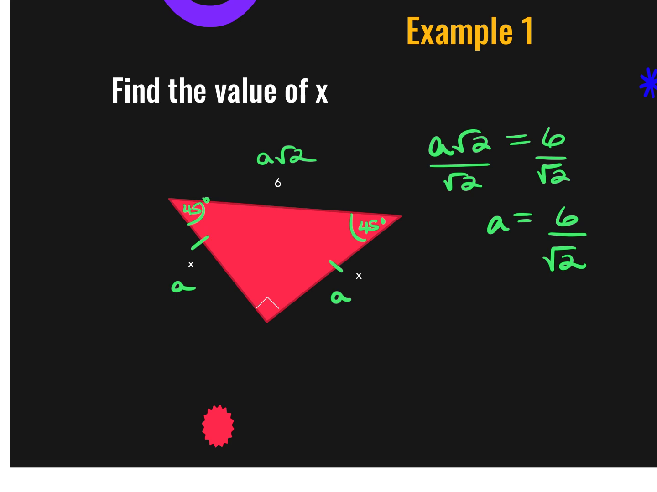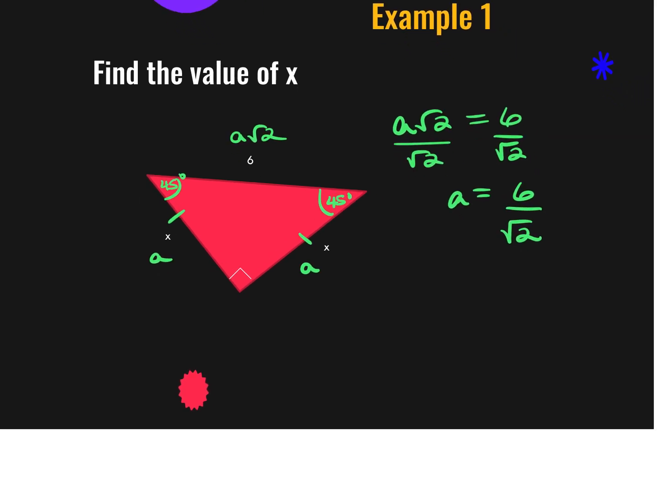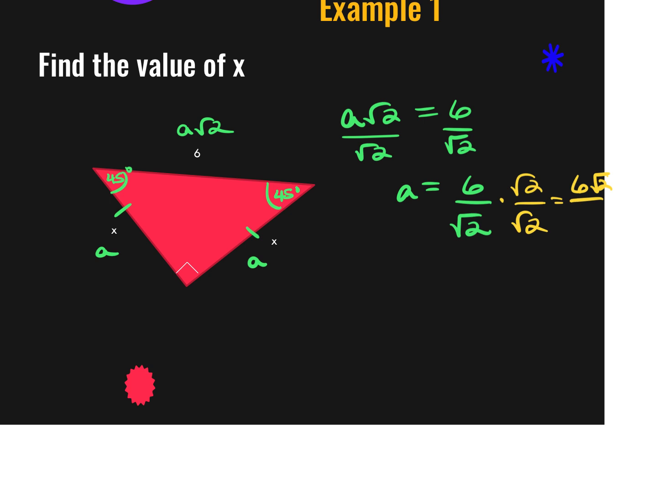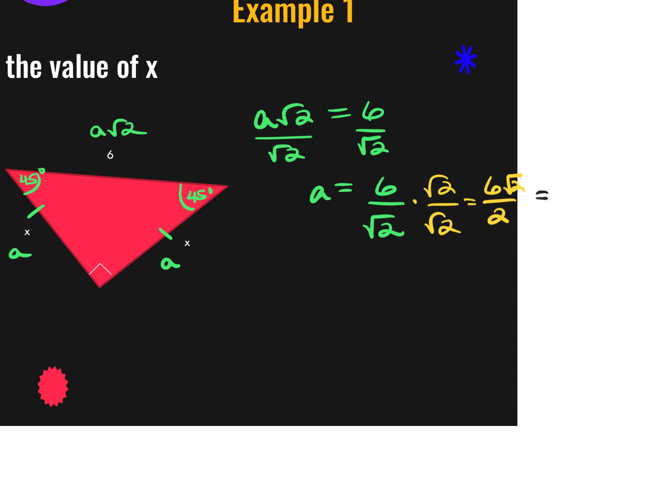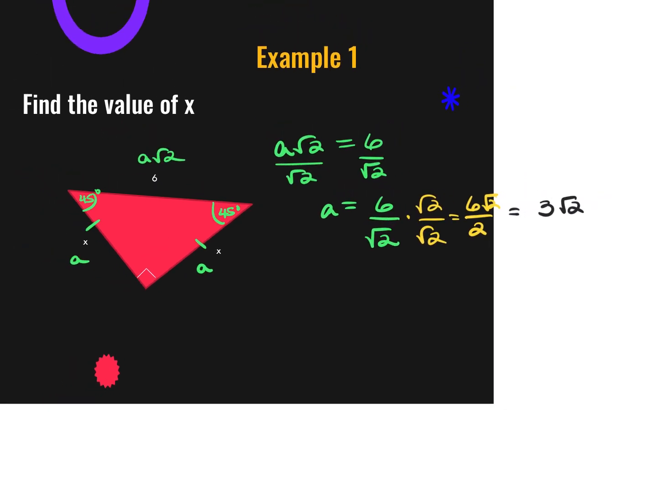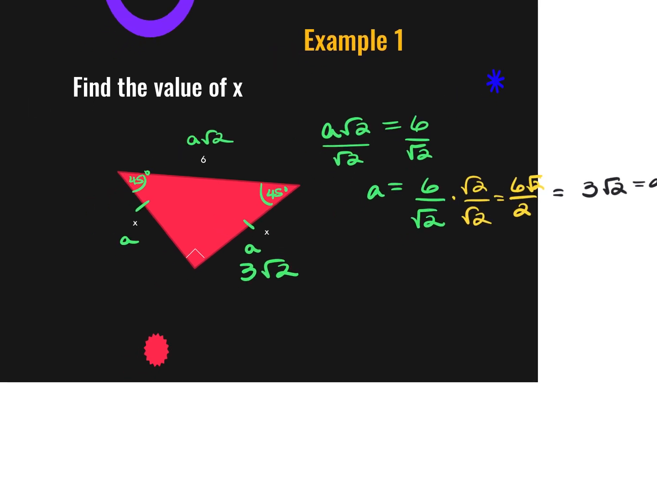I can't leave that radical in the bottom. I have to rationalize: multiply the top and the bottom by the square root of 2 to make that denominator a perfect square. And now it becomes 6 square root 2 over 2, and then I can simplify it. And this will give me 3 square root 2. Now remember, this was A, but it's also our x. So this side is 3 square root 2, and this side is 3 square root 2.